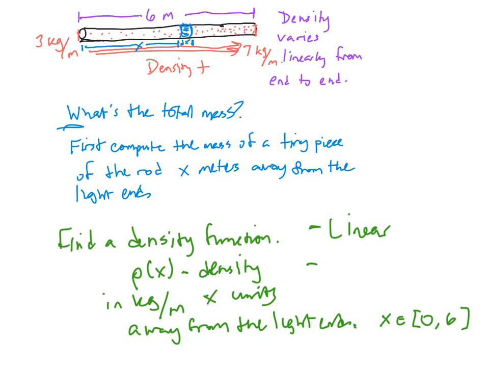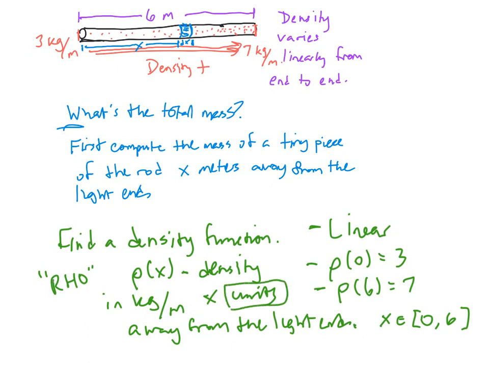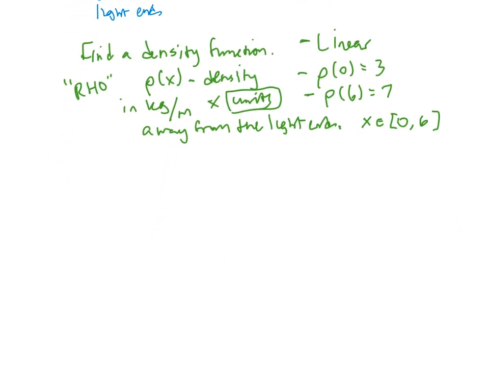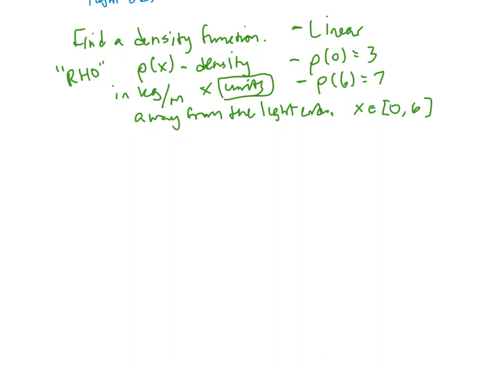By the way, just for emphasis, this symbol here, it's not a P. It's called rho. It's a Greek letter, and it's commonly used for density, even for constant density objects. Anyway, this rho of x is going to be linear. We know that rho of 0 is going to be 3. And we know that rho of 6 is going to be 7, because 6 meters away from the left end, the density is 7 kilograms per meter. All right, so how do I create a linear function such that rho of 0 is 3, rho of 6 is 7? Well, let's see.